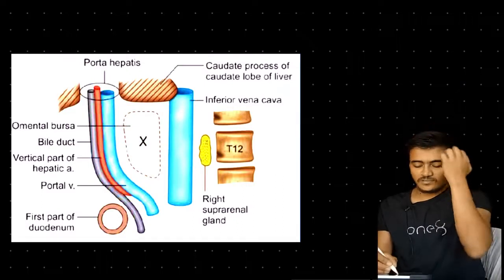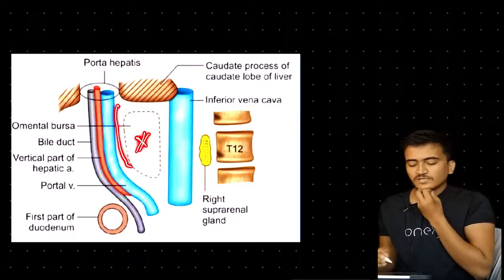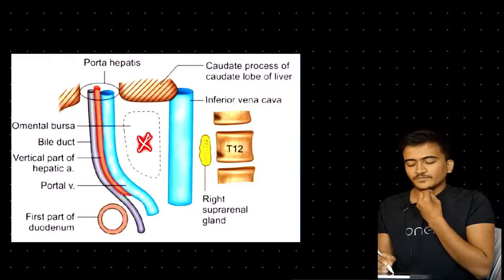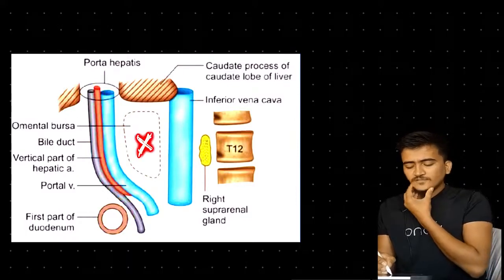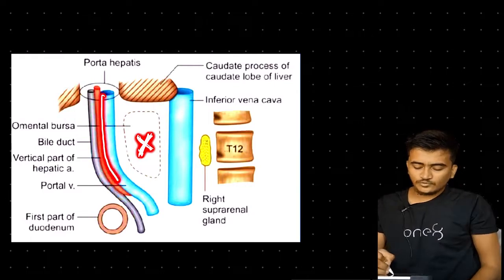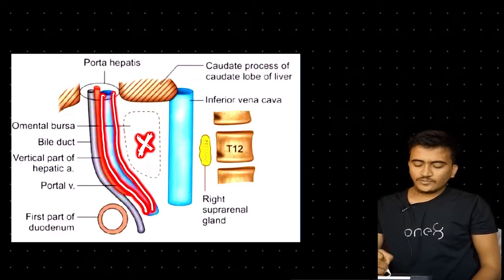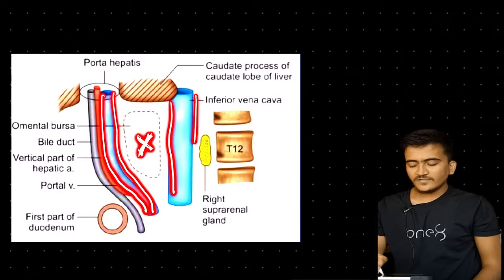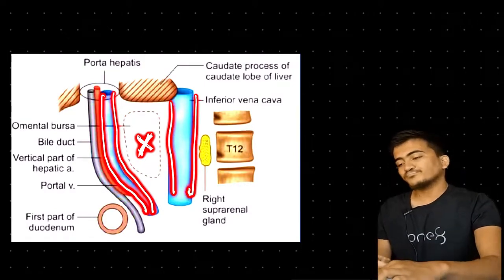This is our epiploic foramen of Winslow. If you look carefully, you will find that this epiploic foramen of Winslow is sandwiched between these two veins. What are these two veins? One is the portal vein and the other is the inferior vena cava, right?